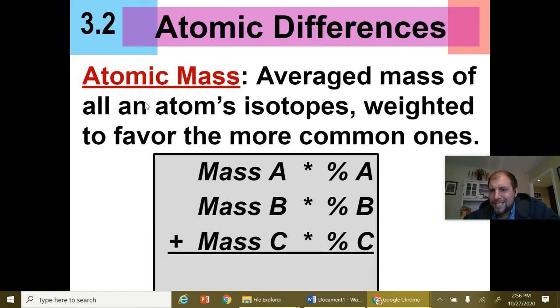All right, as many isotopes as there are, 2, 3, 4, 6, 8, however many isotopes there are, we take their mass and we multiply them by their percent, and then we add them all together. Okay, this is called the atomic mass calculation. This is the exact same way that we tabulate your school grade.